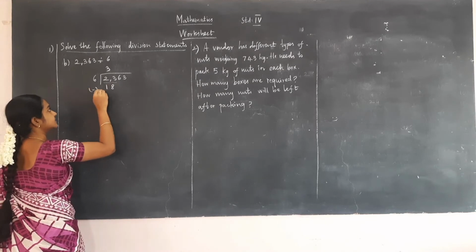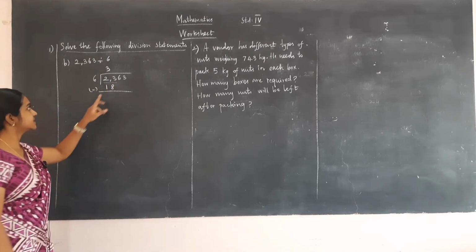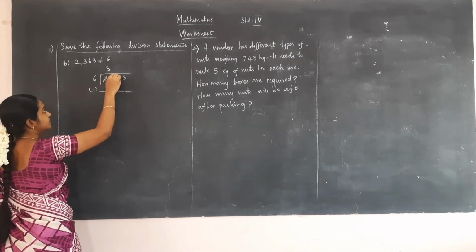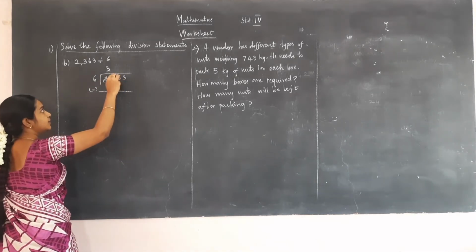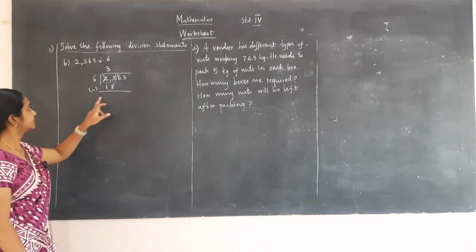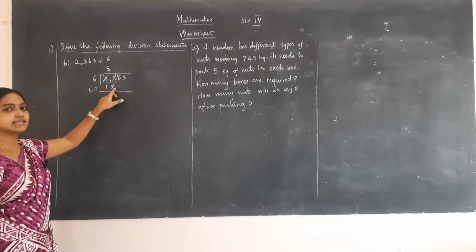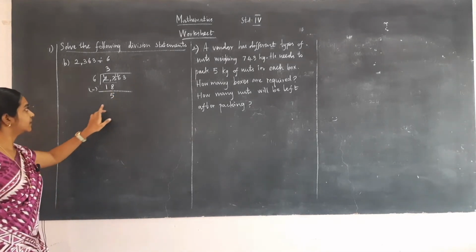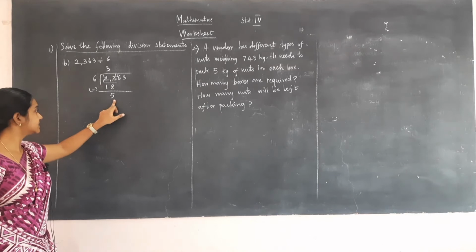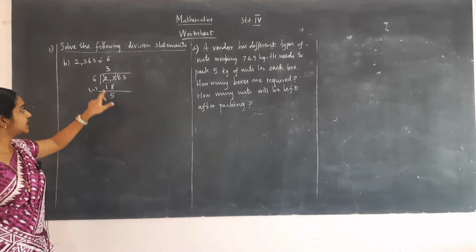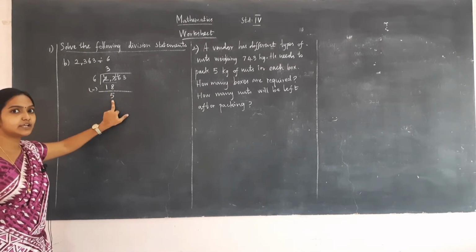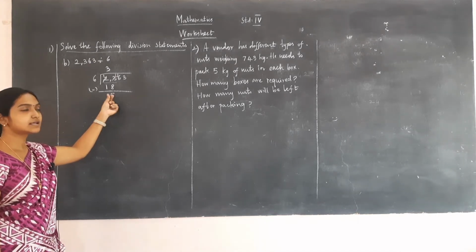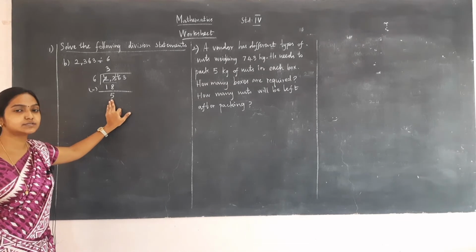Now subtract. 8 is greater than 3, so borrow from the before number. So 3 will be changed as 13 and 2 will be changed as 1. 13 minus 8 is 5. We can check the answers like this. 5 is less than 6, so the division that we are doing is correct. If the number got while subtracting is greater than 6, then the division is wrong.